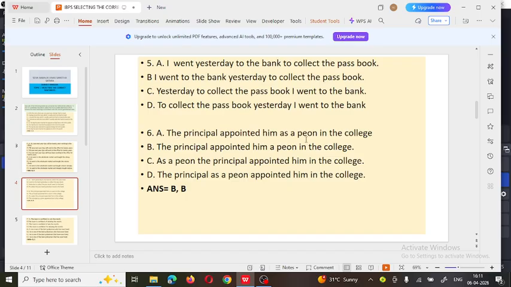So already what appointment is given to him? Peon. So there is no need to use this conjunction as. And that is the error in this sentence. So option B is correct. The principal appointed him a peon in the college. That is the designation or the job given to the person.